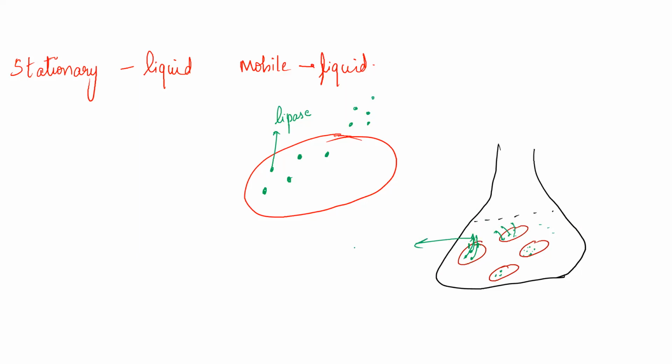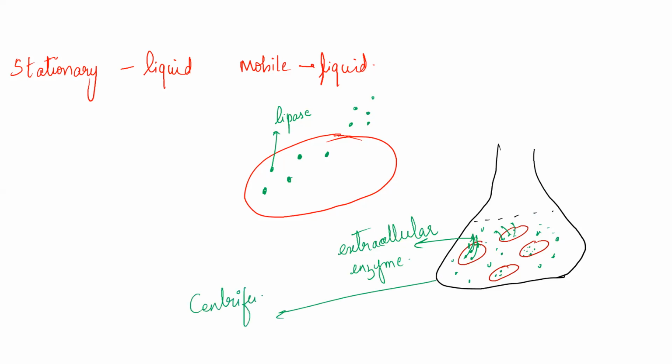So such secretions are called extracellular. So lipase becomes an extracellular enzyme. Now, if your enzyme is there in the medium, it becomes very easy for you to separate them. How? You just have to do centrifugation. So when you do centrifugation, you're going to spin your sample at a very high speed. All the cells will settle at the bottom. Already they have given out the enzyme in the liquid.